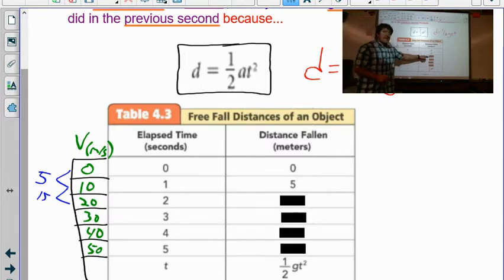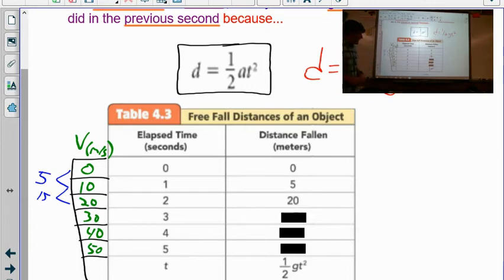Now, my answer here is not going to be 15. It fell 15 meters between here and here. It had already fallen 5, so I'm going to add these two up. So it's going to fall a total of 20 meters in that time. Okay? And then I can come over here and say, well, halfway between 20 and 30 is 25. Halfway between 30 and 40 is 35. Halfway between 40 and 50 is 45.